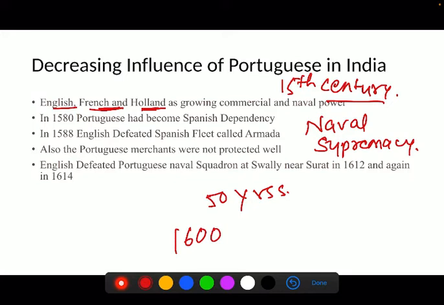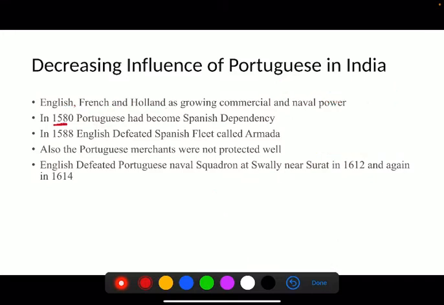and they also started traveling through that sea route which Portuguese established. And also another reason was, in 1580 Portuguese had become a Spanish dependency. Okay, so Portuguese became a Spanish dependency, and in 1588 English defeated the Spanish fleet called the Armada. So you can see here how English are gaining more power, and how they are defeating Portuguese and Spain, who came earlier and who were ahead in the race of world trade at that point of time.